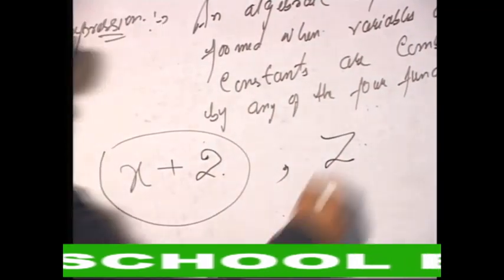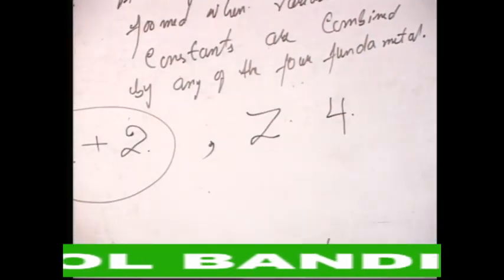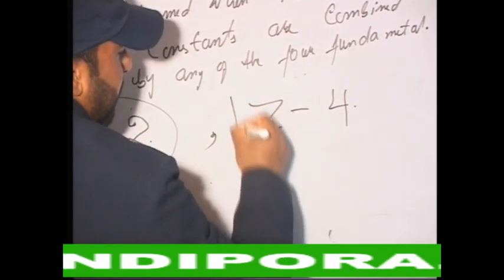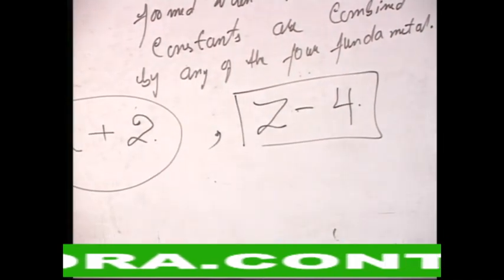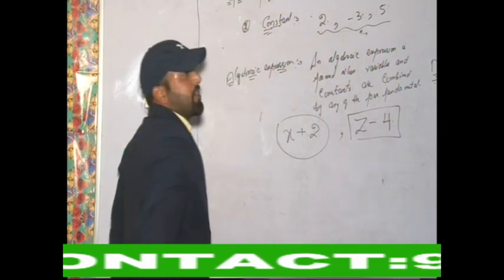Similarly, suppose another variable is z and the constant is 4. Suppose they are combined by subtraction. So this is an algebraic expression.